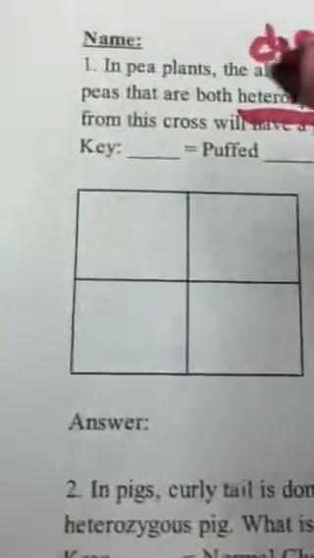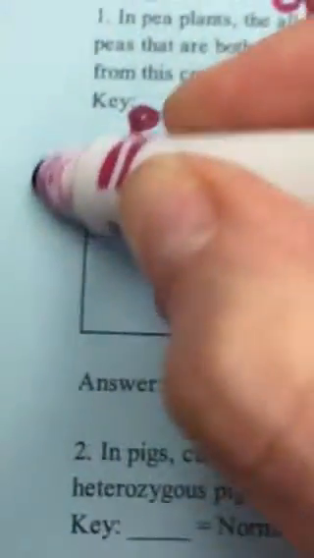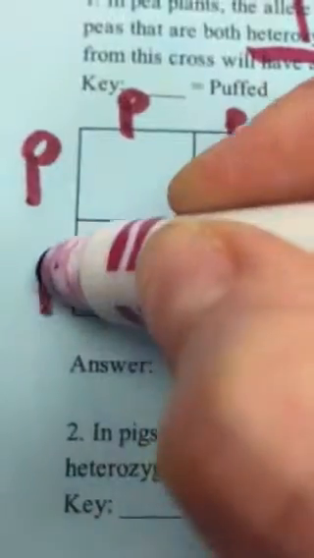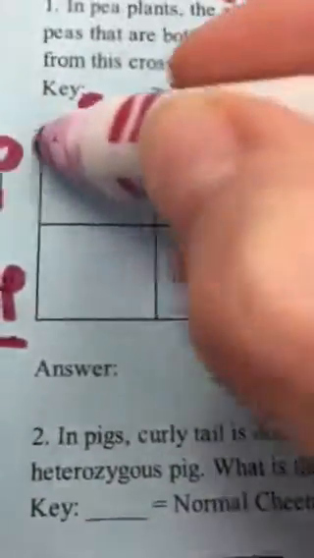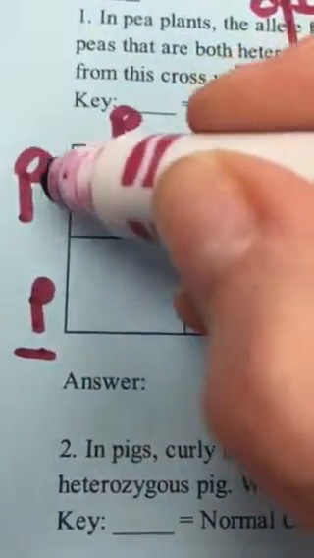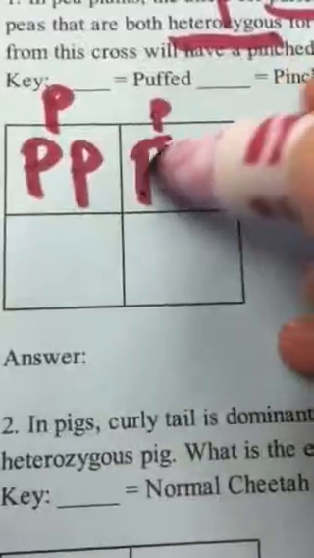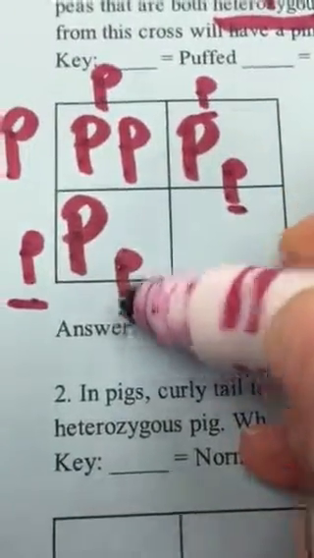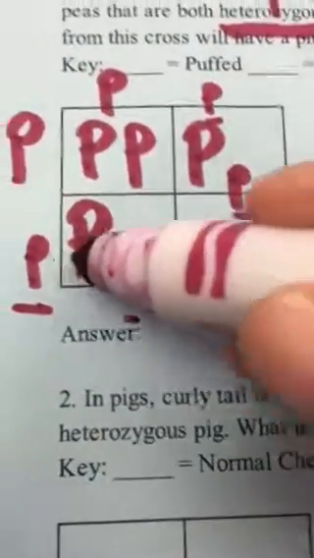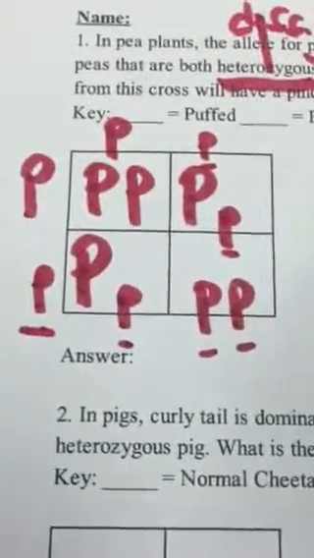Okay, so then you can do your Punnett Square here. Capital P, lowercase p. Capital P, lowercase p. Okay, so when we do our Punnett Square, it's like multiplying. So P times P, right? We're going to put big P, big P, little p, big P, little p, little p. Boom, boom. Okay, and that's our Punnett Square.